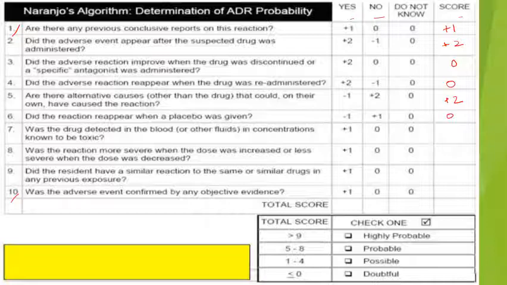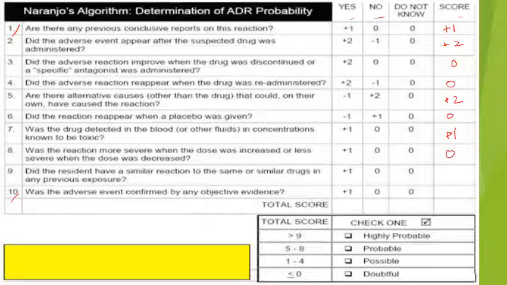Now, was the drug detected in the blood or other fluids in concentrations known to be toxic? Let's just say that we asked him to get his blood test done, and we found out that prazosin was actually present in toxic doses. So our answer is yes, and we'll do +1 here. Then, was the reaction more severe when the dose was increased or less severe when the dose was decreased? Did we do any of that? No, we did not. So we will do 0 here.